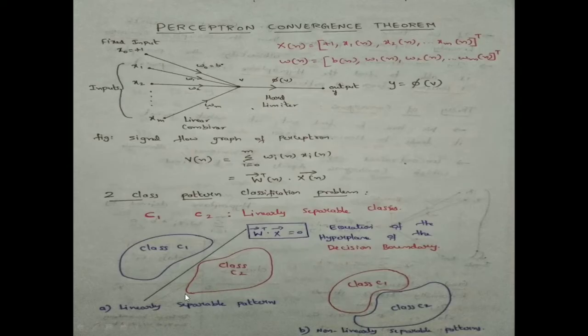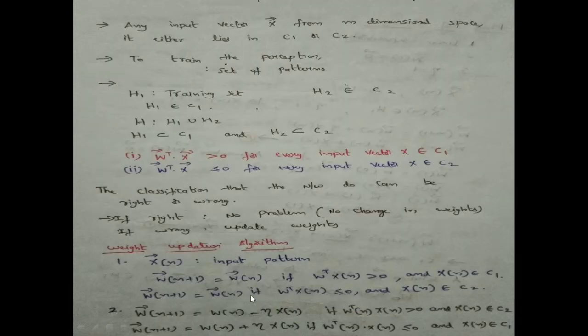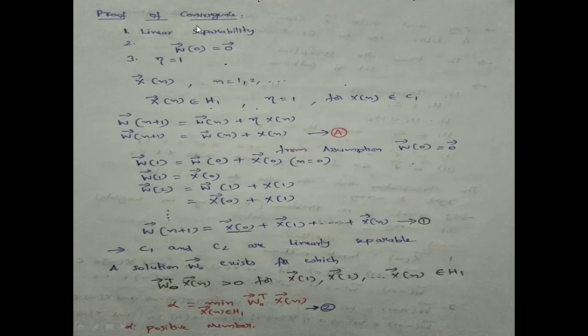So the hyperplane could be at this place, or the hyperplane can be at this place. That is, it could be shifted from this place to this place. So accordingly we have to take the minus or plus here. After completing this weight updation algorithm, let us now go to the proof of convergence.